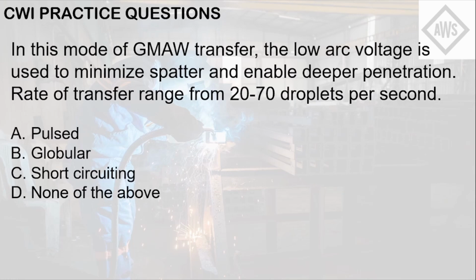So the answer here is fairly obvious as well because of the keyword here, droplets. The rate of transfer range from 20 to 70 droplets per second, and it enables deeper penetration. So letter A, pulsed, and C, short circuiting, operate at a lower heat and current setting, so they will not be able to provide deeper penetration of the weld. So the answer here is globular transfer because of the amount of globules that will be produced to the weld pool, so it will enable deeper penetration.